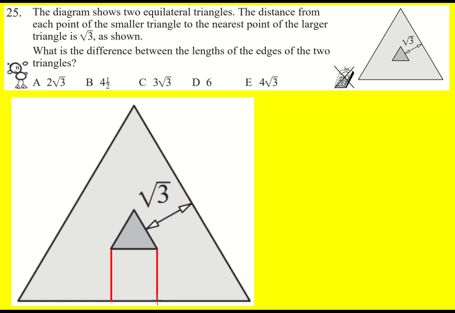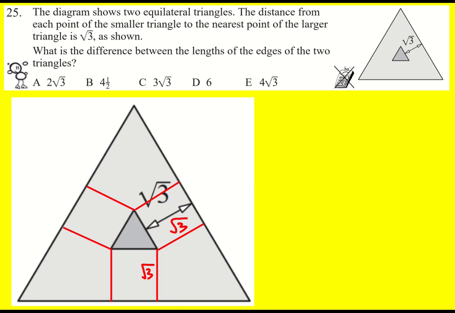I'm going to draw this. Now that is a rectangle, and it's also going to be a height of root 3, because we're told the distance from each point of the smaller triangle to the nearest point of the larger triangle is root 3. So these are all root 3, and so is this and this. I'm not going to write it on every single one, but I'll write it here, root 3. And that one's also root 3.